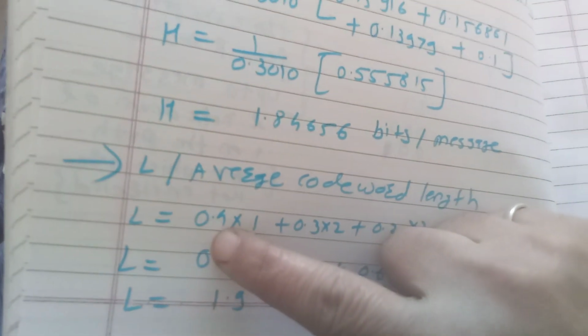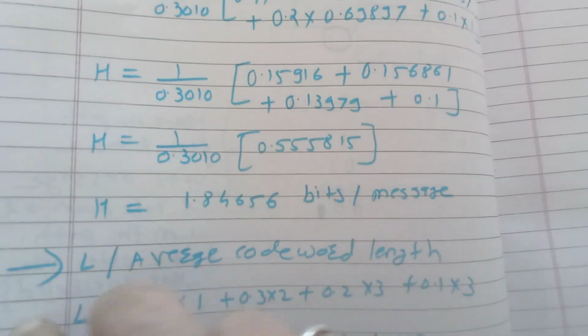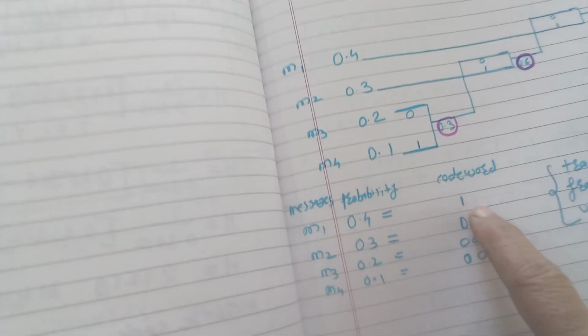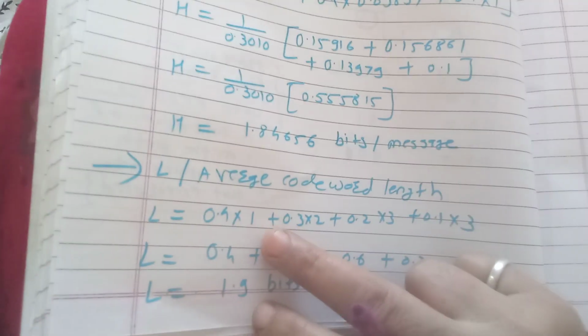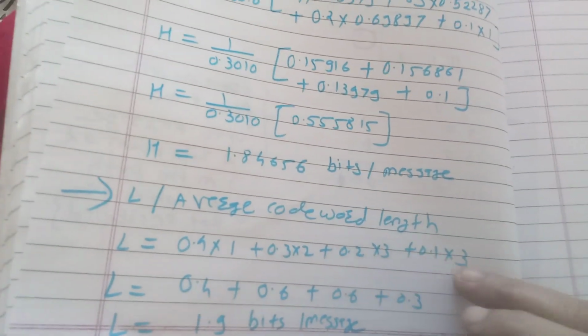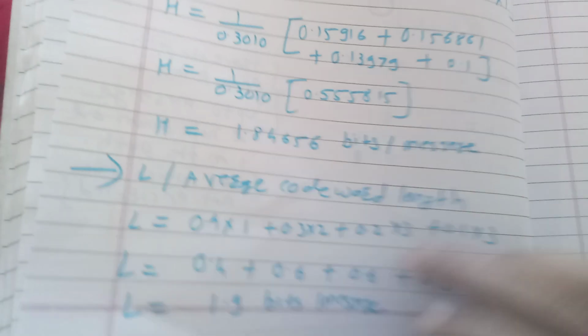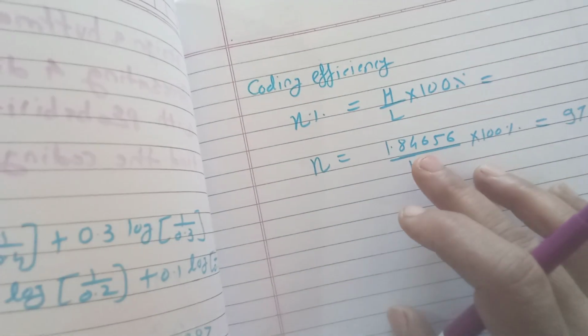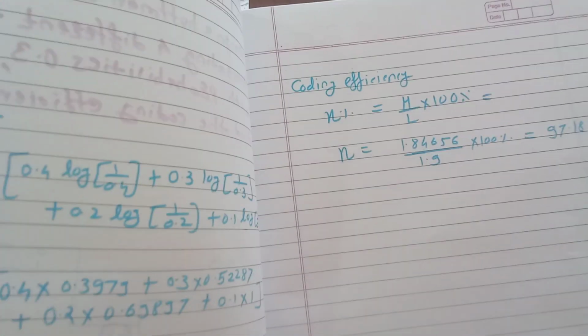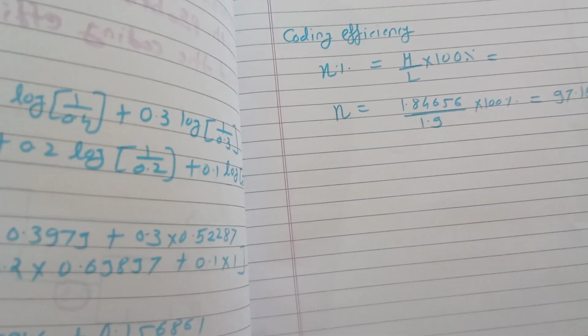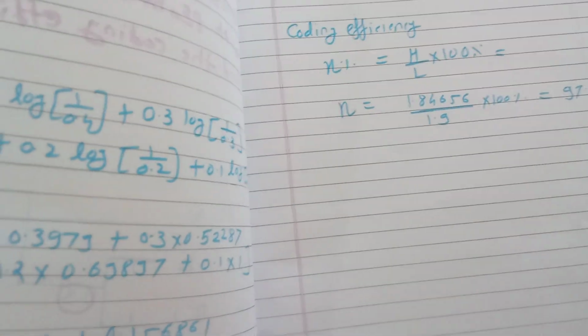Then the average code word length L is the sum of probability into length. 0.4 is the probability and its length is 1 bit. The next length is 2, then 3, then 3, because the number of bits is the length. So 0.4 into 1, plus 0.3 into 2, plus 0.2 into 3, plus 0.1 into 3. The answer is 1.9. So the coding efficiency is H by L into 100%, and we are getting 97.18%. You have designed it very well, since you are getting a coding efficiency greater than 95%.